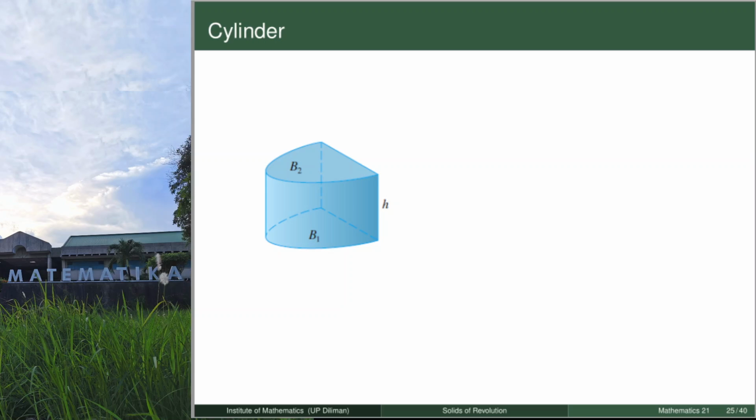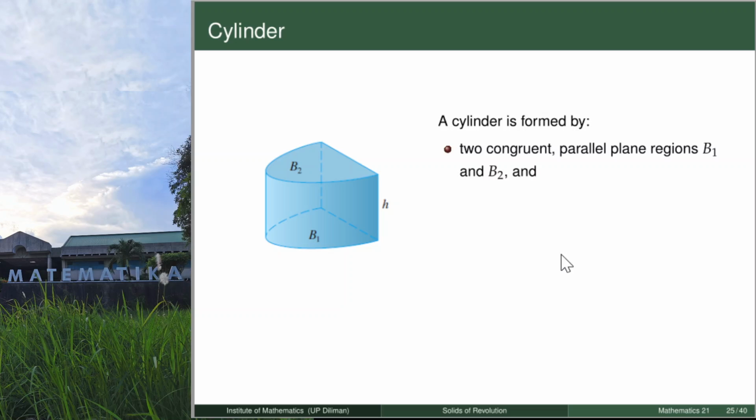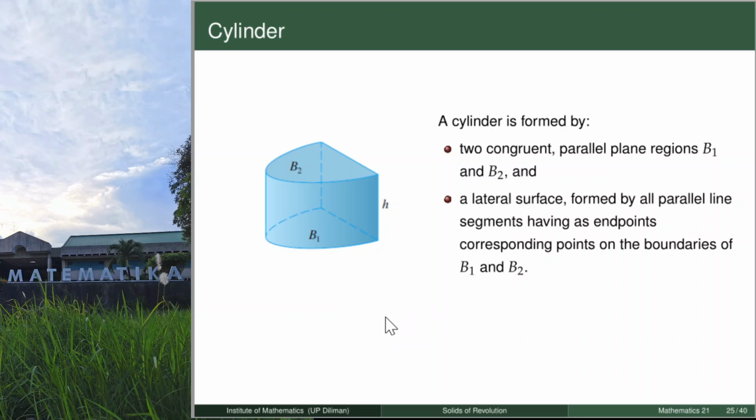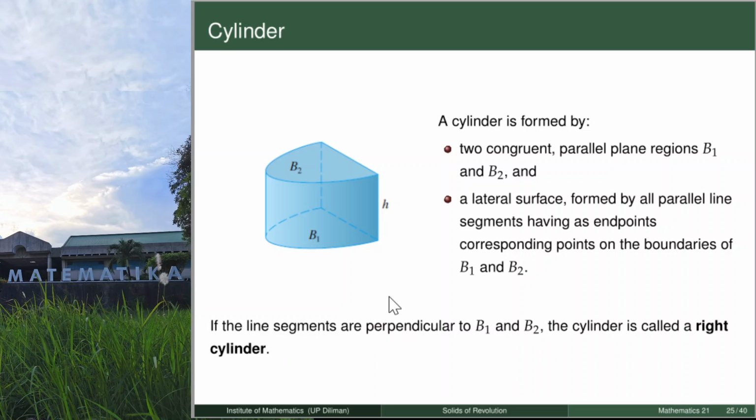We first define a cylinder. A cylinder is formed by two congruent parallel plane regions B1 and B2, the top and the bottom, and a lateral surface, or the sides. If the lateral surface is perpendicular to B1 and B2, just like in the figure that we have here, then the cylinder is called a right cylinder.